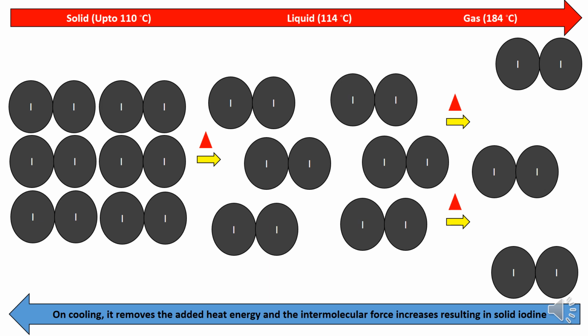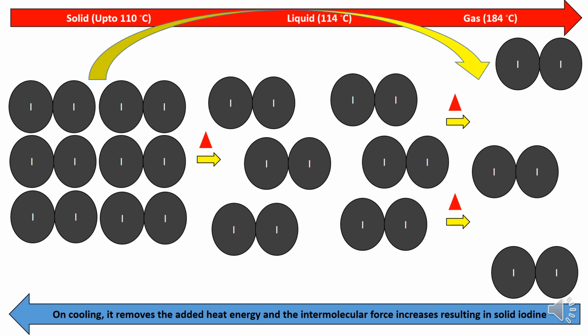On cooling, exactly the reverse process happens. So on cooling, what happens? The gaseous molecules that are loosely packed in the atmosphere, on cooling, it removes the added heat energy and the intermolecular forces increase, resulting in solid iodine. So on heating, the thermal energy overcomes these intermolecular forces, leading to loose packing. And on cooling, it removes the added heat energy and the intermolecular force increases, resulting in solid iodine.